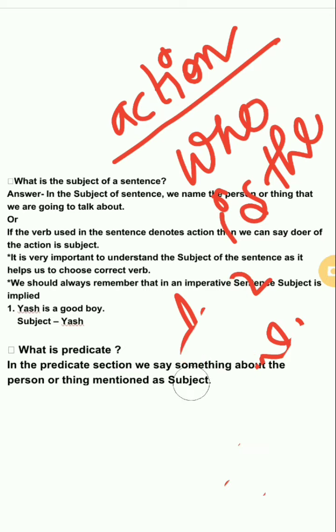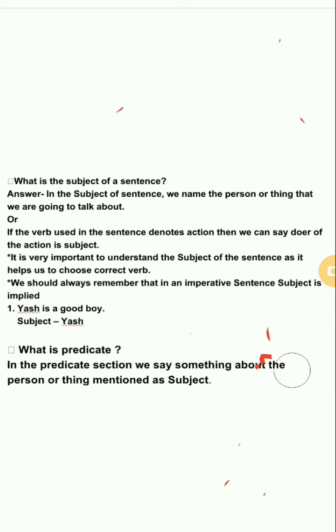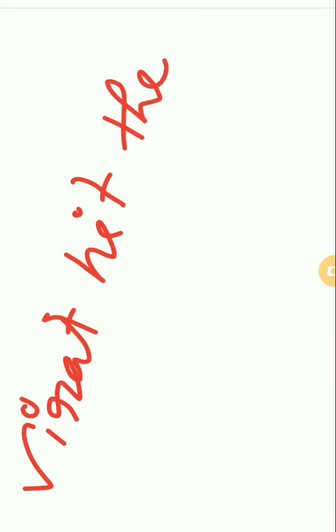Suppose I tell a sentence. Let's take a slide, and I want to explain you in detail. Suppose there is a sentence: Virat hit the ball.